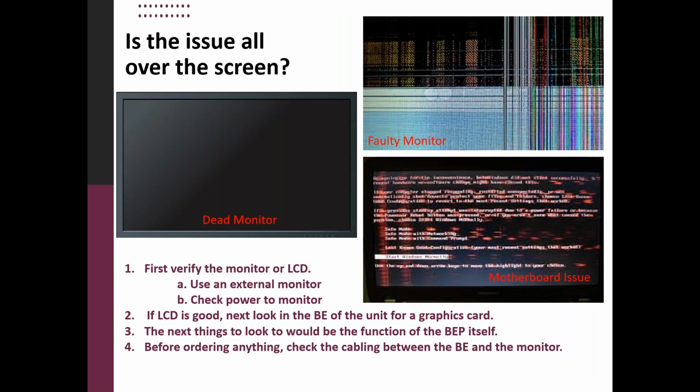So in light of that, the first question to ask in any image quality complaint would be, is the issue all over the screen? Because you want to verify that your monitor or LCD is functioning properly. And one of the ways that you can do that, especially if you've got one of the two top issues that you see on the screen, the dead monitor or the faulty monitor, would be to use an external monitor to just feed the video from the system or from the cable that's running to the monitor to an external monitor and verify that it's okay.